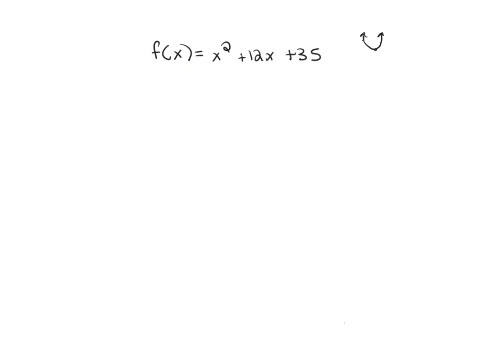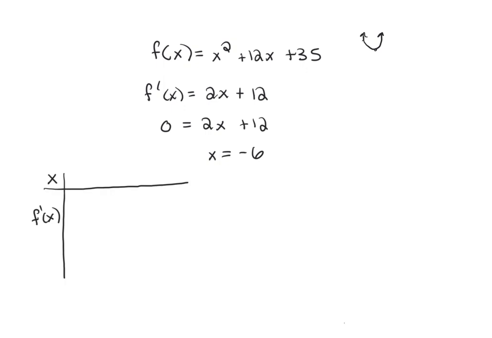Okay, so we first want to take the derivative. So 2x plus 12. We want to find critical points. So we're going to set the derivative equal to 0. And we're going to have x equals negative 6. Now we need to make a sign chart. I'll have the intervals of the x, the signs of the derivative, and then I'm just adding to the sign chart what is happening on f of x.